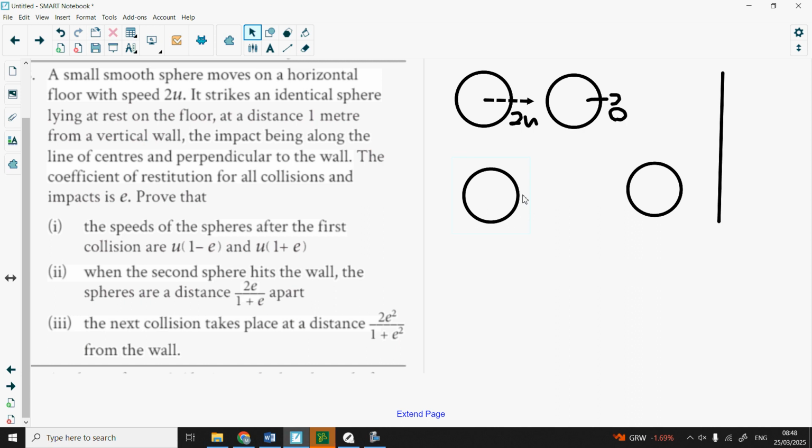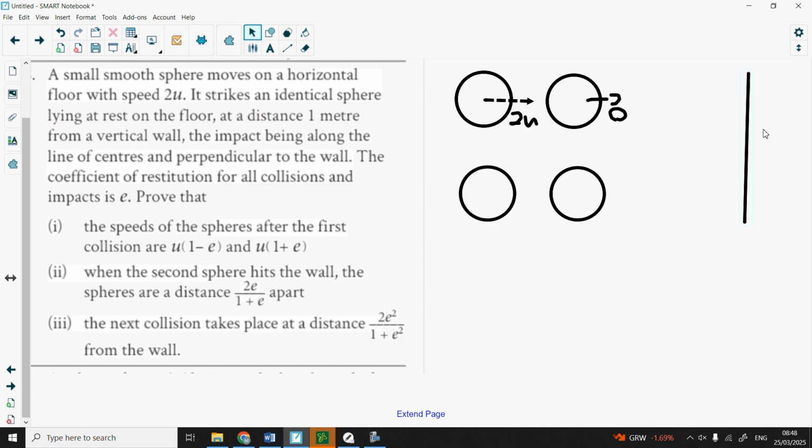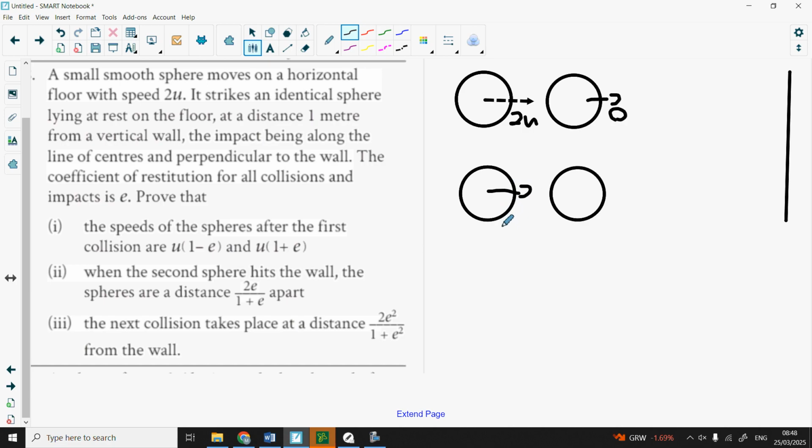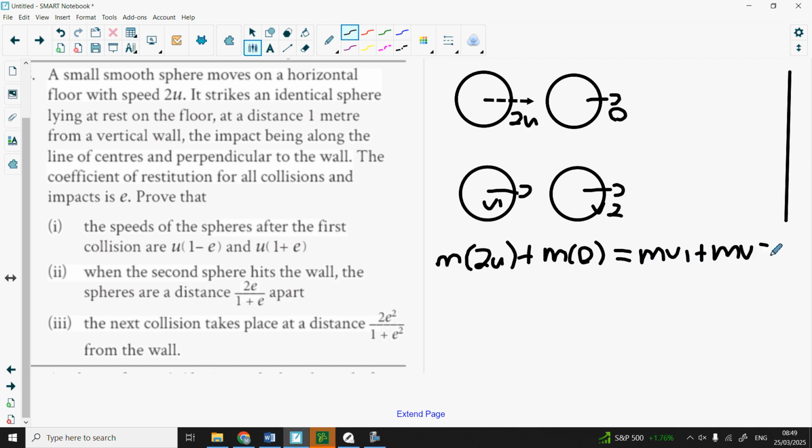Okay. So that's what we're going to do. We're going to deal with one thing at a time, though, aren't we? We're just going to deal with the first collision, and we're going to get points on the board. Okay. So what do you think here, guys? Any idea? V1 and V2? PCM, NEL? Yeah? Okay, let's start with PCM. What do we think? M times 2u, M times 0 equals MV1 and MV2.